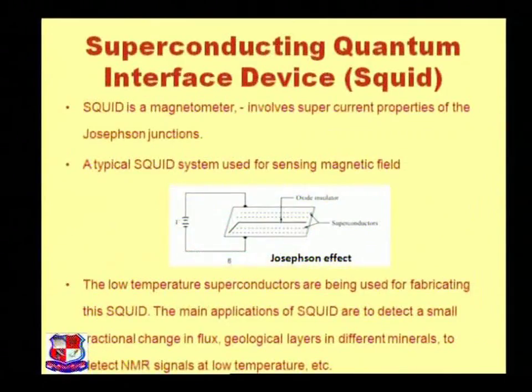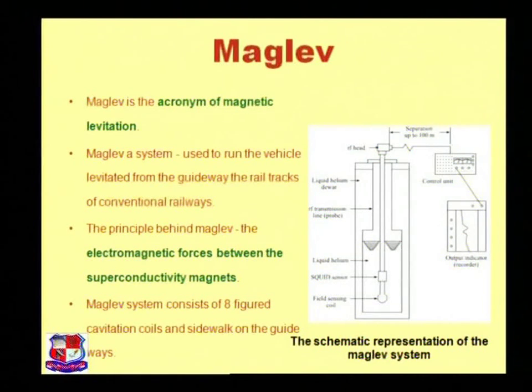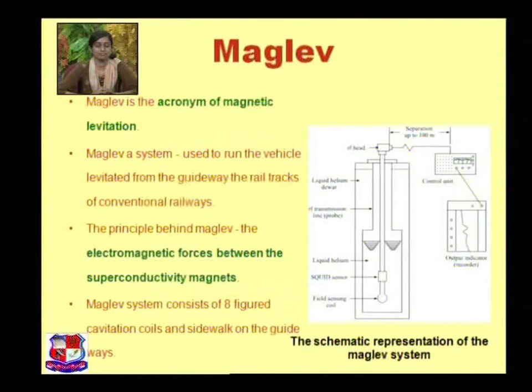Now the second application is the maglev. Maglev behaves like a levitation. Maglev is the acronym of magnetic levitation. Now what is levitation? When a magnetic field is applied on a specimen, the magnetic lines are ejected from the superconducting material, and it becomes like a levitation, like maglev trains. It is also called the effect of levitation. So maglev is the acronym of magnetic levitation.